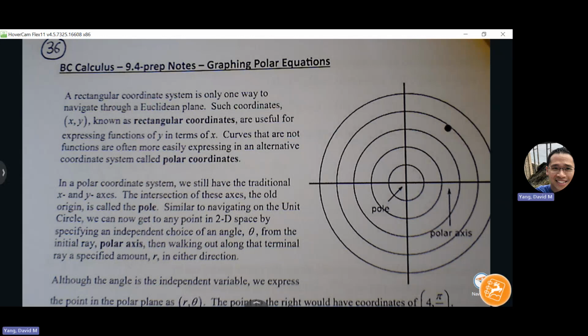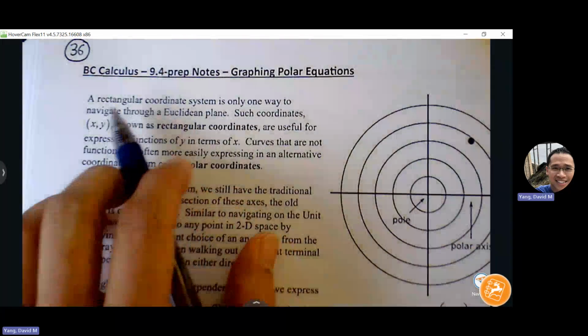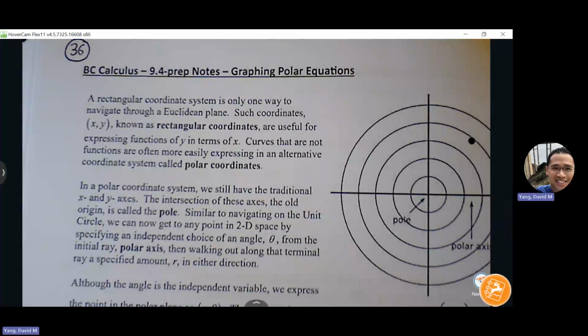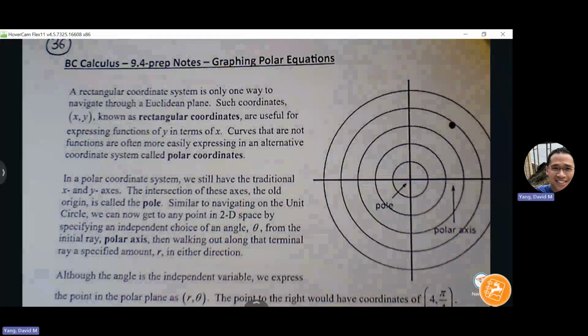All right, so page 36. Okay, so let me read through the notes here. A rectangular coordinate system is only one way to navigate the Euclidean plane. Such coordinates (x, y) are known as rectangular coordinates. They're useful for expressing functions of y in terms of x. Curves that are not functions are often more easily expressed using an alternate coordinate system called polar coordinates.